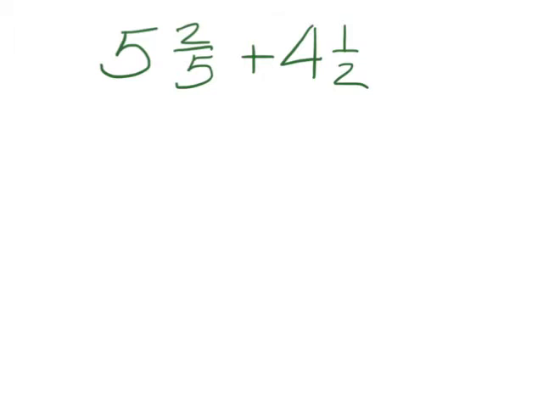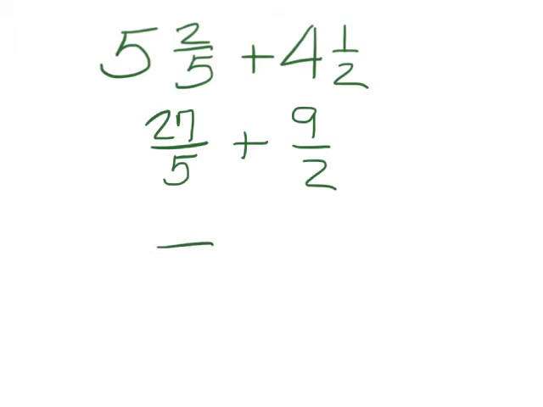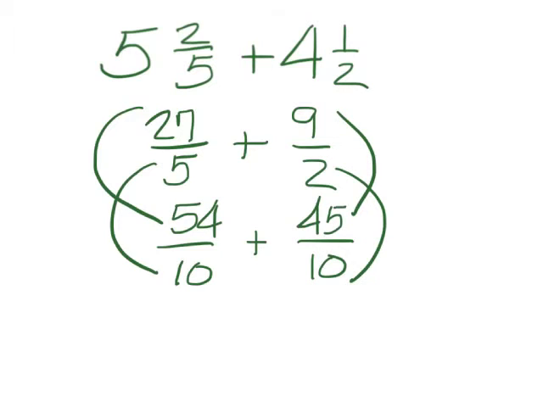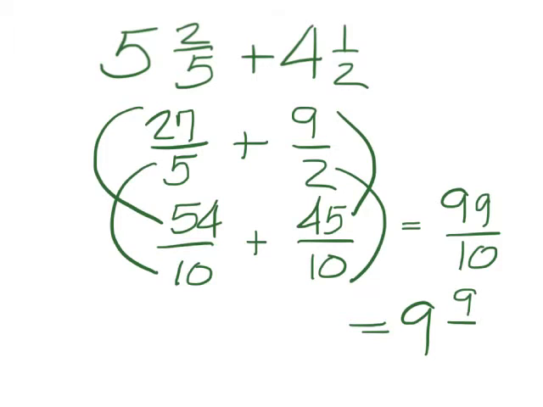On this one, what is the improper fraction for the first one? 27. Yep, 27 over 5. What about the second one? What's the common denominator? 10. So if I'm multiplying by 2 here, what's this times 2? 54. And what is this times 5? 45. This times 5 is 45, yes. 45 plus 54 is what? 99. How many times will 10 go into 99? 9. With how many left over? 9. Yeah.